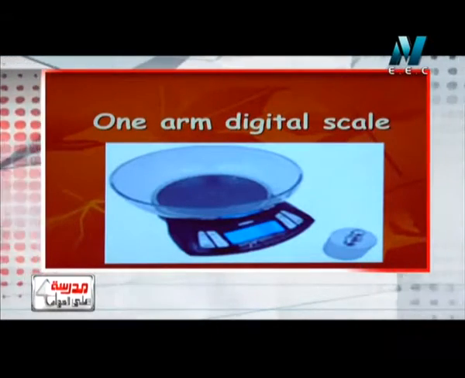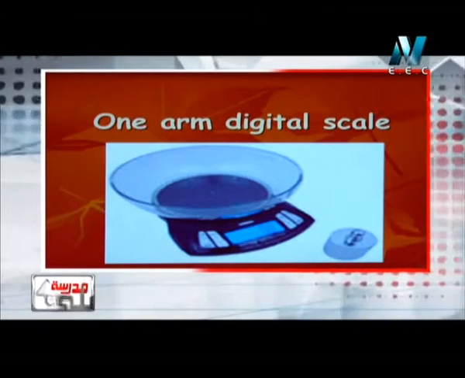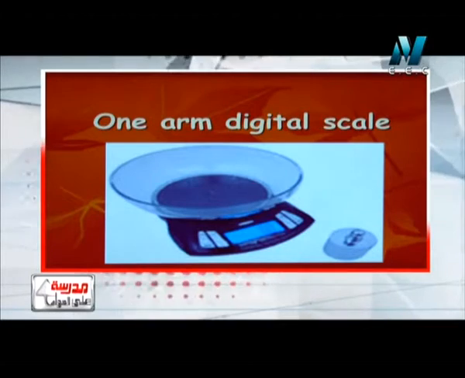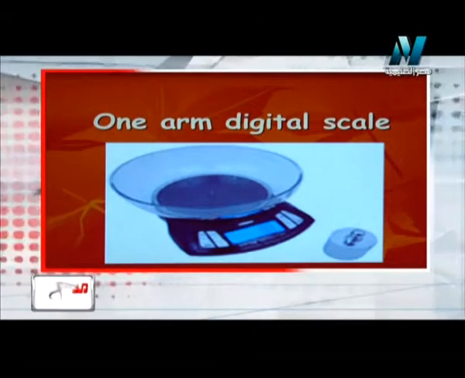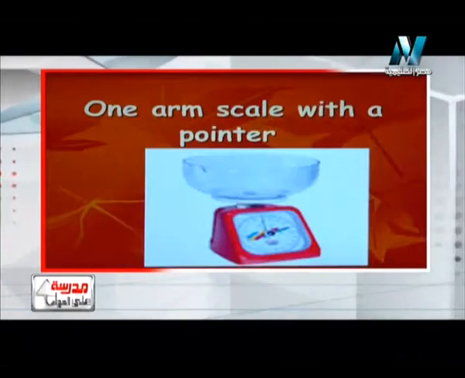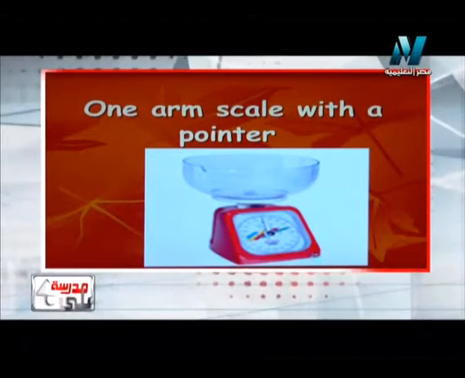So now we have a picture for this scale. This is the one-arm digital scale. This scale is sensitive and is used to measure very small masses and very precious masses like gold and silver. So again, another type of scales which is called one-arm scale with a pointer.